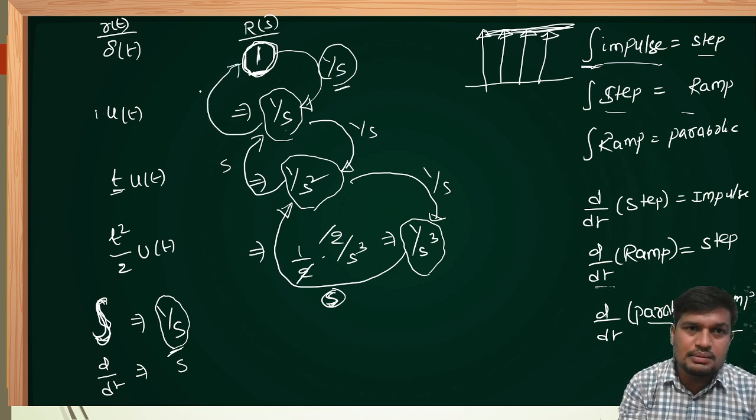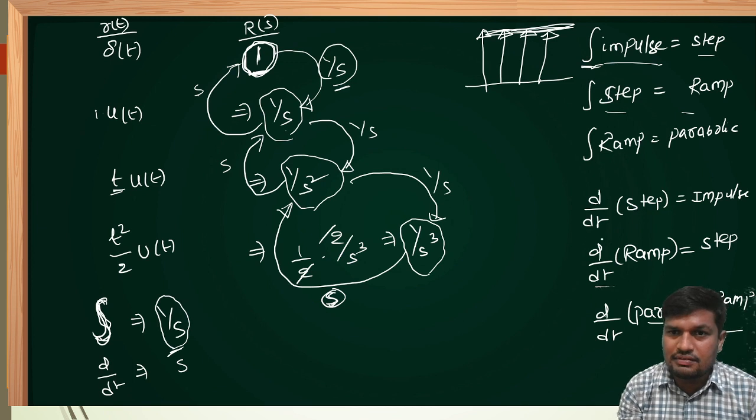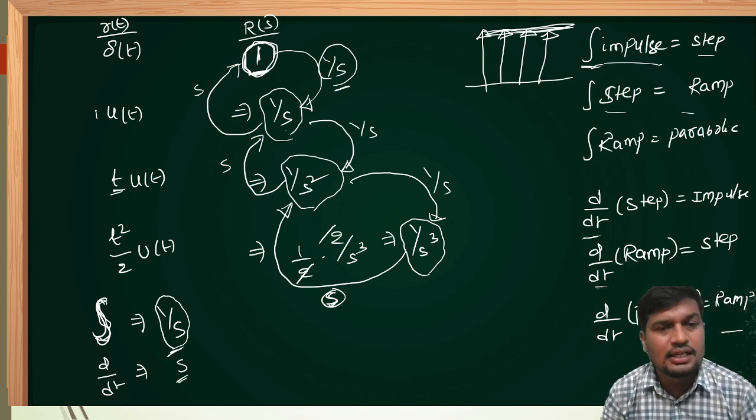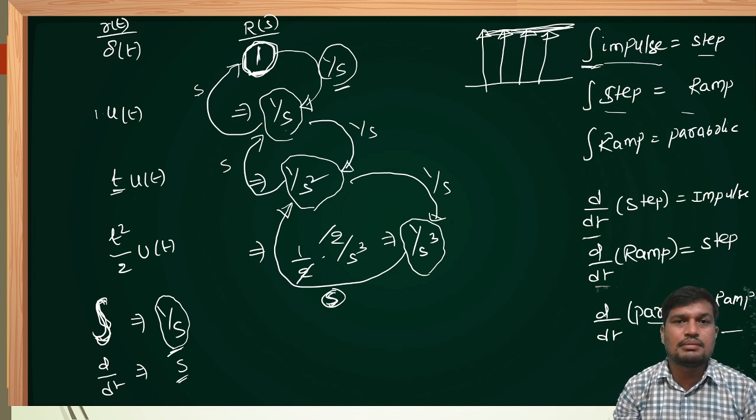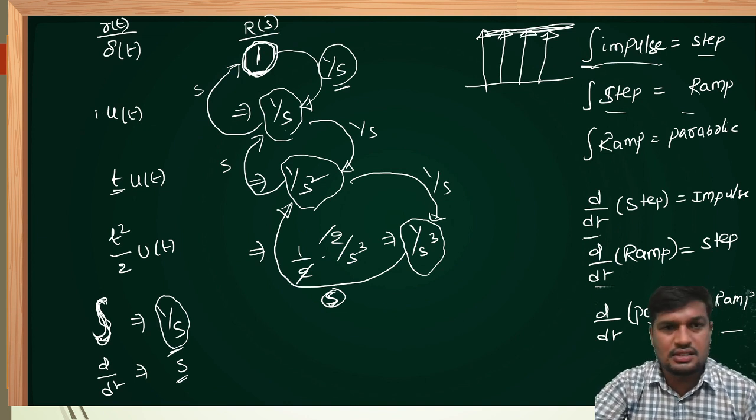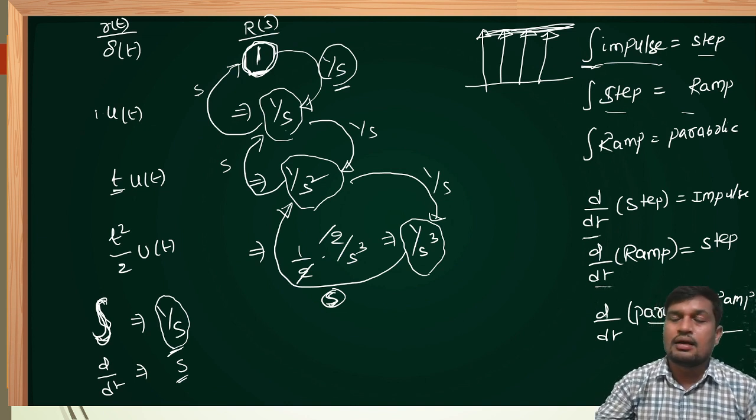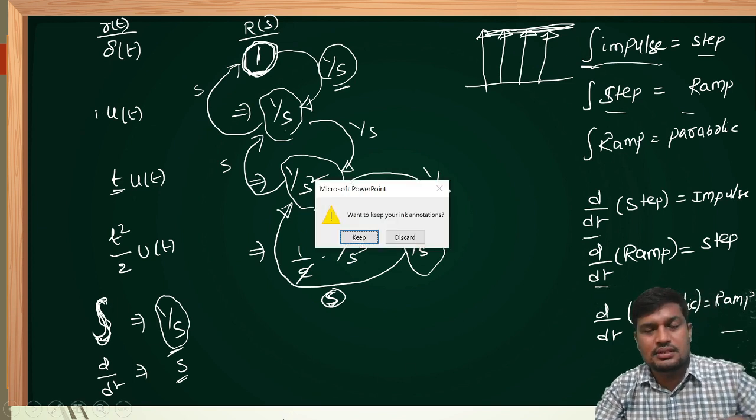Step becomes impulse by multiplying s, s into 1 by s will be 1. Step becomes impulse here also by differentiator. Therefore, wherever a differentiator is there, that is nothing but s. Wherever an integrator is there, that is nothing but 1 by s. These are the most fundamentals. Please remember this. And tomorrow we will discuss the questions of transfer function in case of signals and systems.